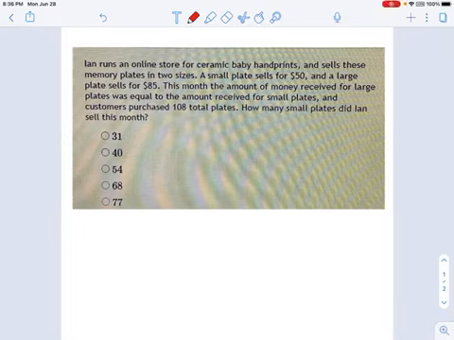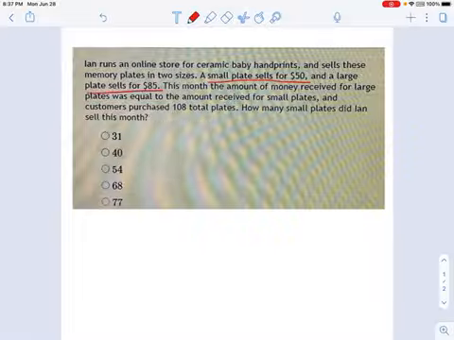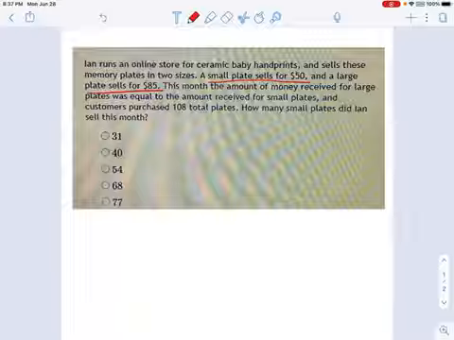So Ian runs an online store for baby handprints or something, and he sells these memory plates in two sizes. That's what we're given here. We've got this paragraph, and it's describing a situation where you have to determine how many of one thing he sells, in this case small plates for $50, and how many of another thing he sells, large plates for $85. So they're going to give us some clues here.